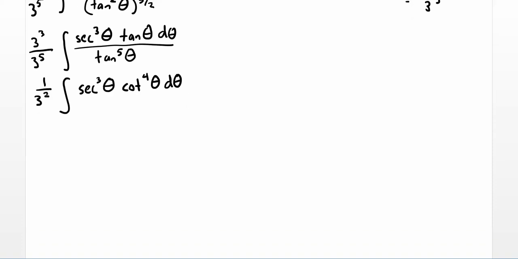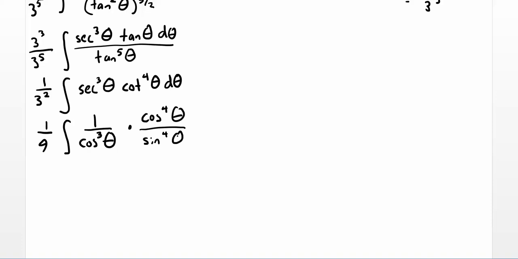All right, 1 over 3 squared, well that's just 9, so 1 over 9. And then this is a kind of an ugly integral, so I'm going to change everything into sines and cosines and see where that gets me. Secant to the third, that's 1 over cosine to the third of theta. Cotangent is cosine over sine, so this is cosine to the fourth of theta divided by sine to the fourth of theta.